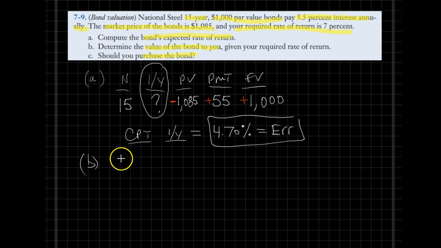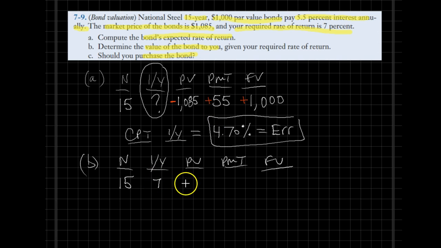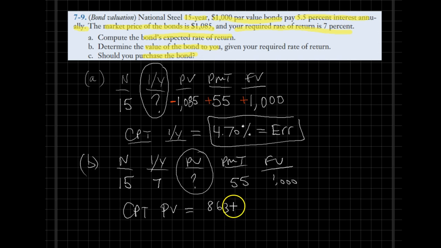For part B, the value of the bond will be calculated using the same keys from our financial calculator. Number of compounding periods does not change. In this case, the required rate of return is 7%. The present value, or the valuation of the bond, is our question mark, and the payment and future value figures are not changing either. So we are computing now the present value of the bond, and it comes out as $863.38.